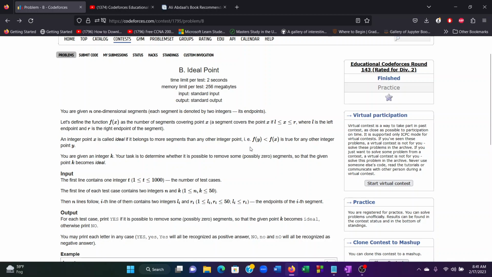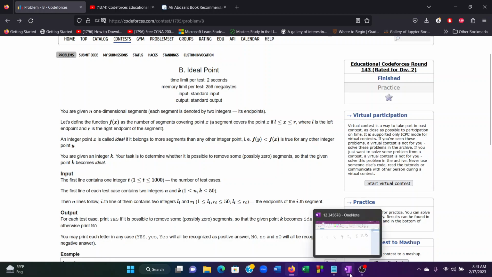Basically in this problem, you're going to be given a bunch of ranges of numbers from L to R, just the two endpoints of the ranges, and also you're going to be given an integer called K. What you have to find out is whether you can make that integer k an ideal point or not. Now, what do we mean by an ideal point here?